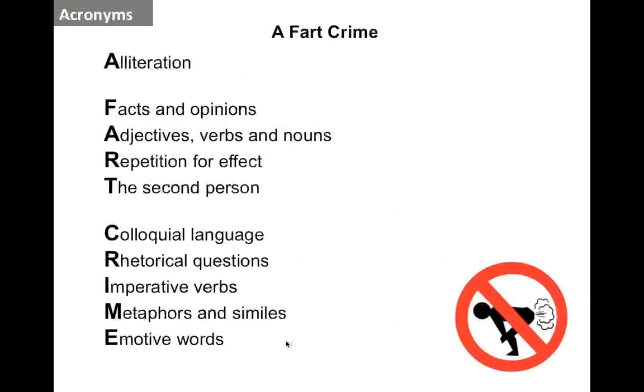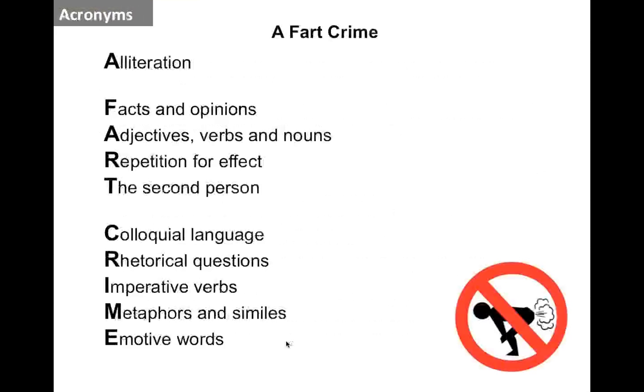So what is a FART crime? Well, it's simply an acronym for the majority of the most popular aspects of language that will crop up on most pieces of writing. And some of them are poetic methods. Others are things more to do with the words themselves and the various connotations around those. So obviously, starting from the top, that's alliteration, where you have a repeated consonant sound.